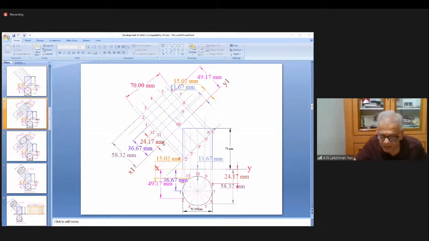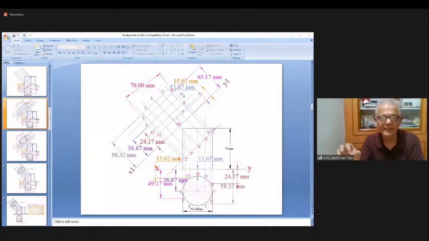1 I have drawn. From X1, Y1, the new reference line, mark this distance 49.17. This I have marked here, 49.17. Sorry, 36.67. Say 1 is not 49, it is 36.67. So what you do, with the compass, take this radius, 36.67 radius, put the compass here, cut off this 1. See, 1 and 7 are similar.